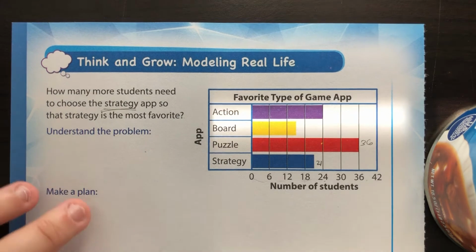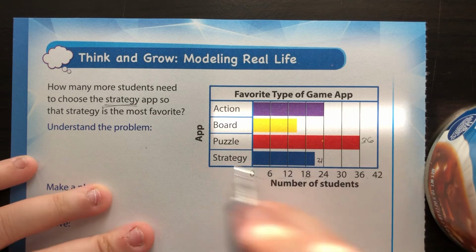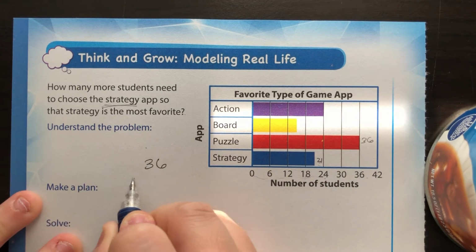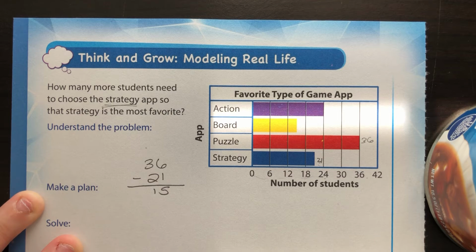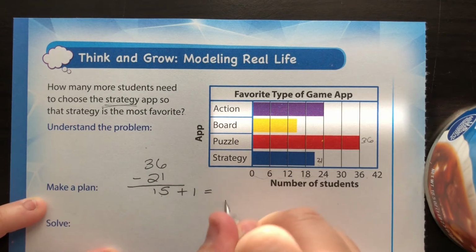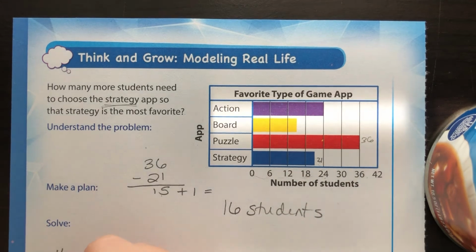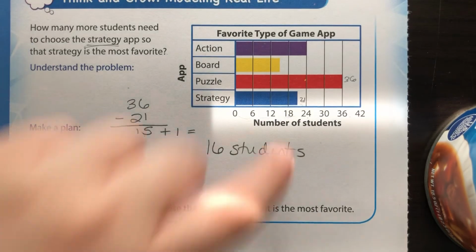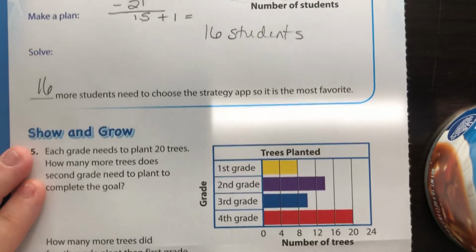It says, how many more students need to choose the strategy app so the strategy app is the most favorite? So how many more votes does strategy app need in order to catch up? We can do that by subtracting 36 minus 21. That's 15. But if we just put 15 more students, they'll just tie. They won't be the favorite. So we need one more vote in order to be the favorite. So 16 students would need to pick it, because I would not only have to match it, I would have to go one more in order to win.